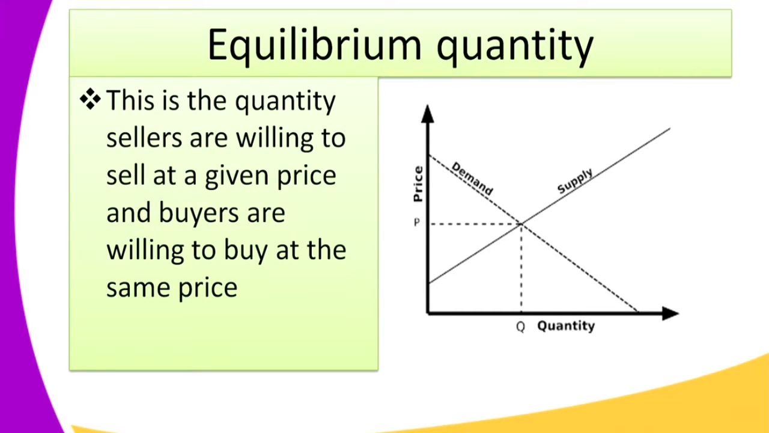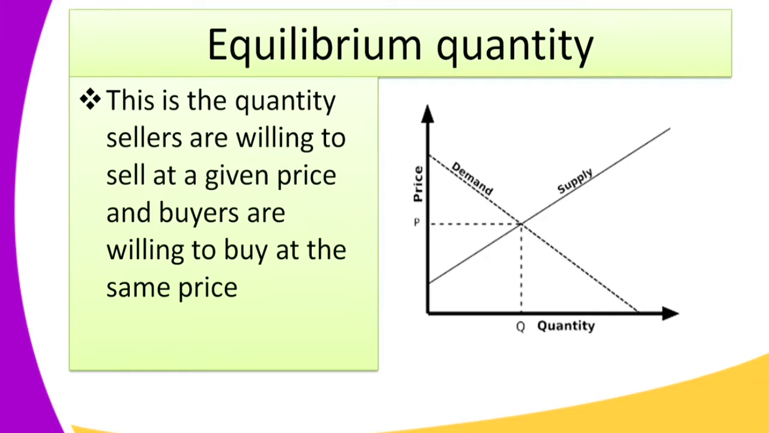You can define the equilibrium quantity as the quantity the sellers are willing to sell at a given price and buyers are willing to buy at the same price. You can see that the two curves, the demand curve and the supply curve, are meeting at a point. That point where they are meeting, the equilibrium point, is where you have the equilibrium quantity. It is at that point where you find the quantity that the sellers are willing to sell at a given price. At the same time, the buyers are willing and able to buy at that price.